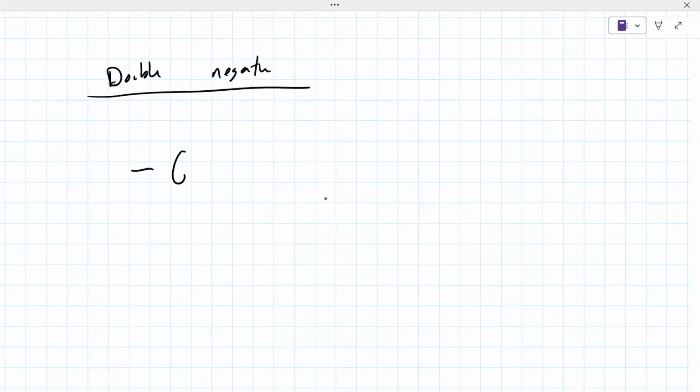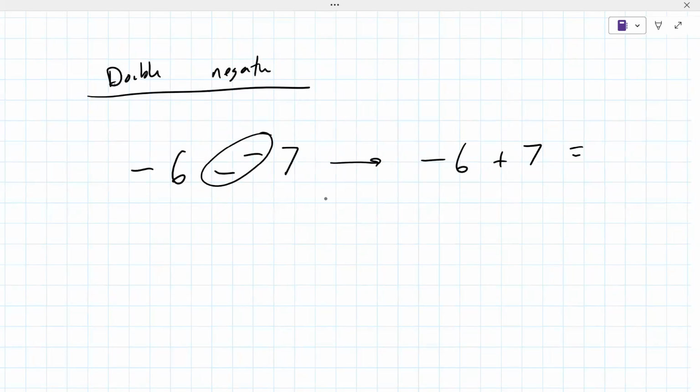Okay, so a couple of variations, things that you might see here, because sometimes you see a double negative. So we're gonna look at those next. If I give you something like a -6 minus a -7, the double negative here becomes a plus. So this becomes -6 plus 7 as a result. Have you seen that before in class? No. Okay, so this is new.